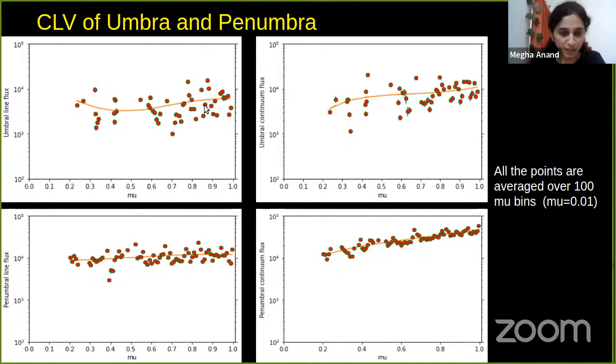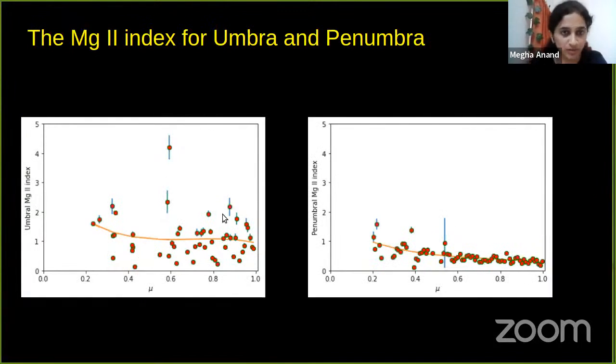Now that the line and the continuum values are available, we get the magnesium index for both the umbra and penumbra. So far we just had one single value of magnesium index over that particular day with the poor spectral resolution. But now we have the center to limb variation, and it definitely has a trend where the magnesium index varies at each mu. Similar studies have also been done for the case of quiet sun and plages by Pradeep Kashyap, and we are in the process of interpreting the results.